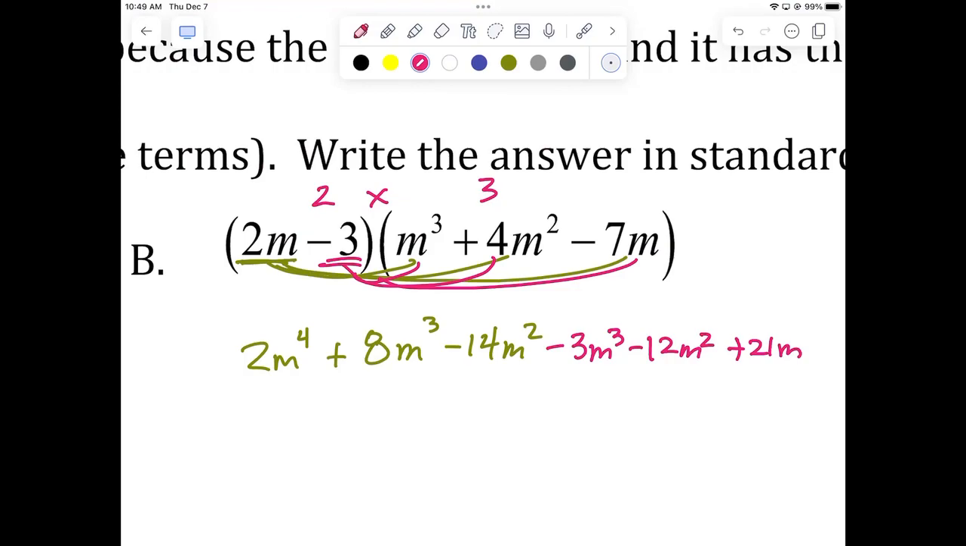And now all we got to do, this was kind of like the bonus on the test too. That's how I know you've already done this. This was the bonus question. Now we just got to combine like terms. So we only have one variable, which makes it easy. When you only have one variable, it's easy to kind of keep track of things.